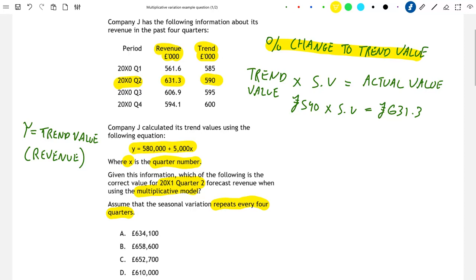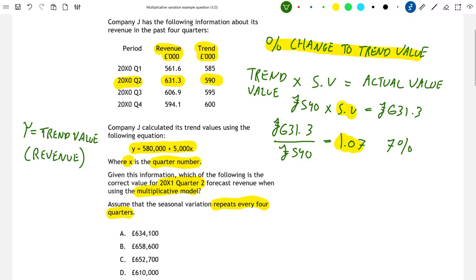So all we have to do to find our seasonal variation is to divide the actual value for revenue in that period by the trend value to obtain our figure for seasonal variation. Note that all we've done is rearrange this equation, and this gives us a value of 1.07. So when we multiply the trend value of £590,000 by the seasonal variation of 1.07, we obtain the actual value for revenue in that period, and multiplying by 1.07 is the same as a 7% increase.